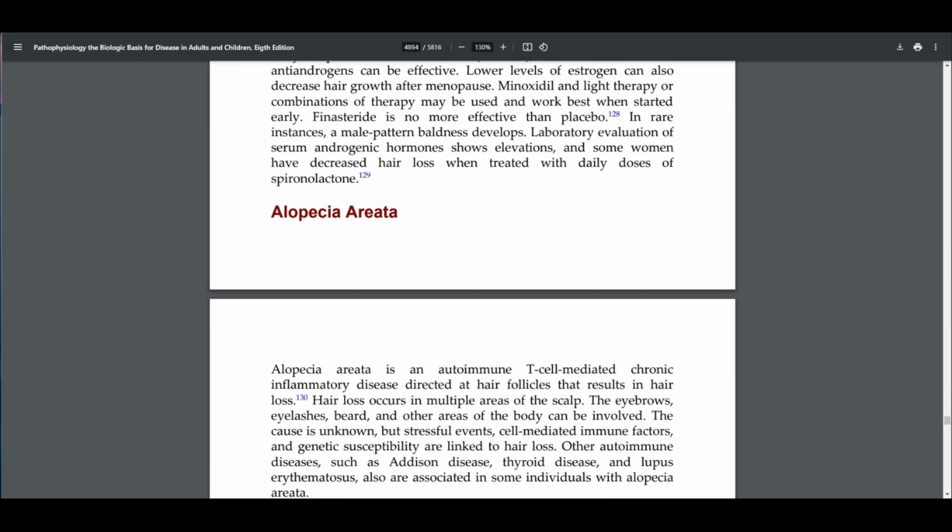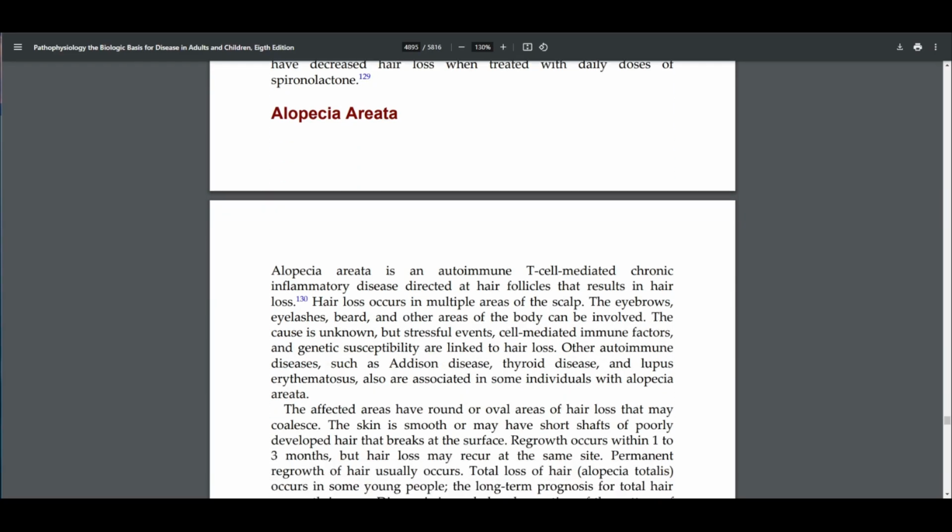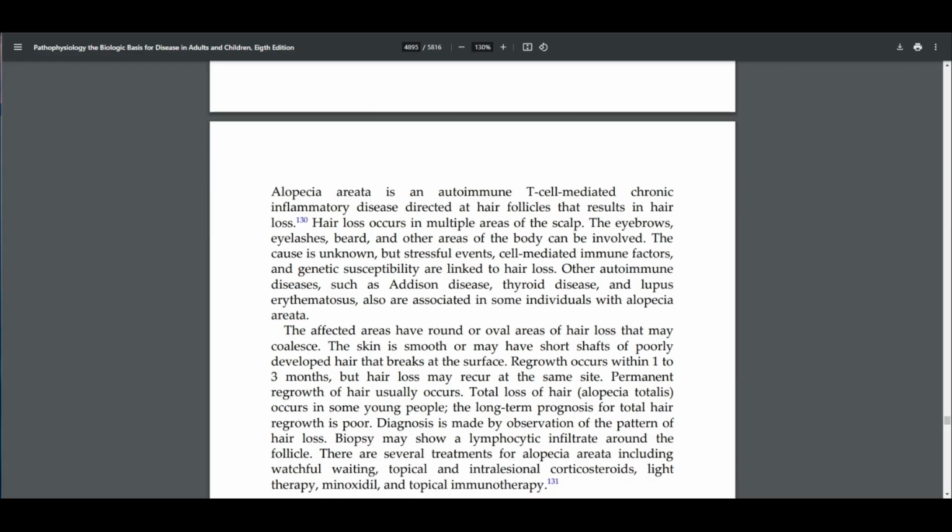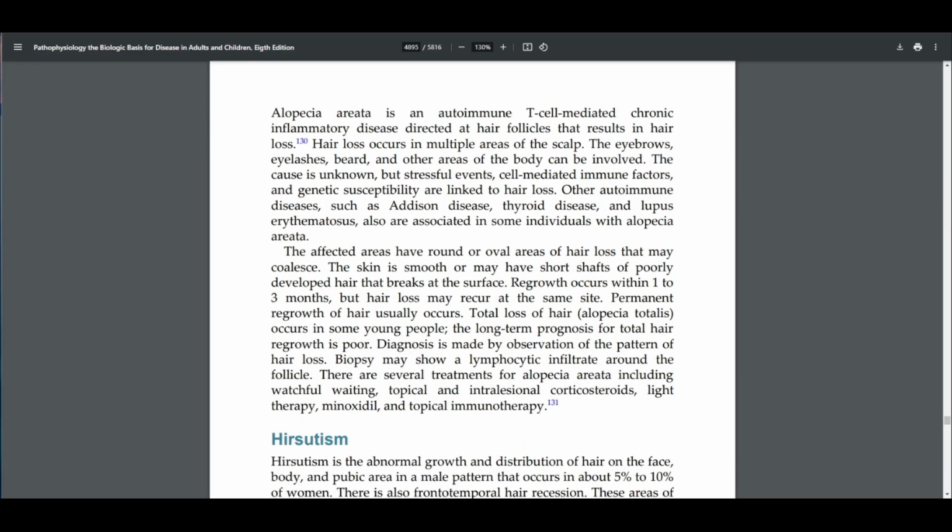Alopecia areata. Alopecia areata is an autoimmune T-cell mediated chronic inflammatory disease directed at hair follicles that result in hair loss. Hair loss occurs in multiple areas of the scalp. The eyebrows, eyelashes, beard, and other areas of the body can be involved. The cause is unknown, but stressful events, cell-mediated immune factors, and genetic susceptibility are linked to hair loss.